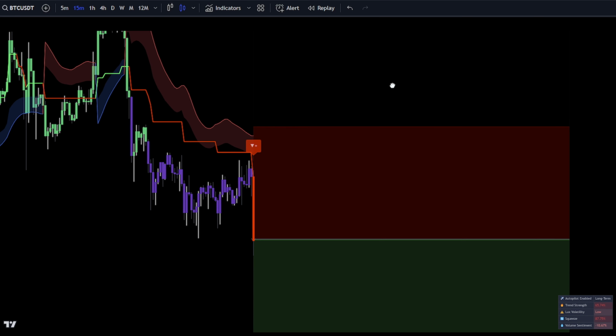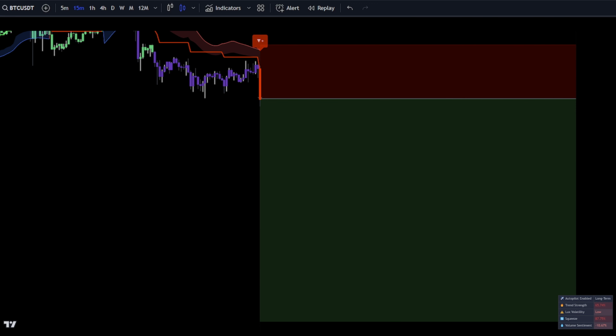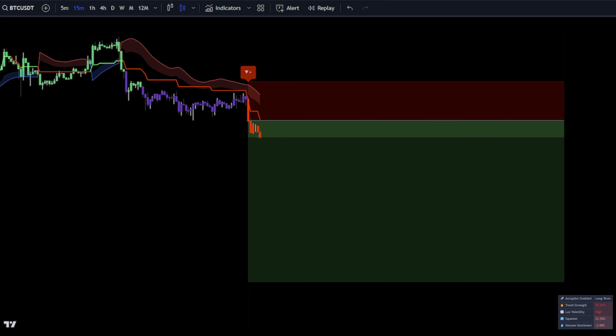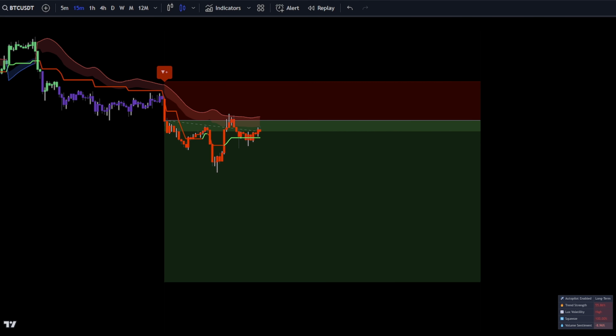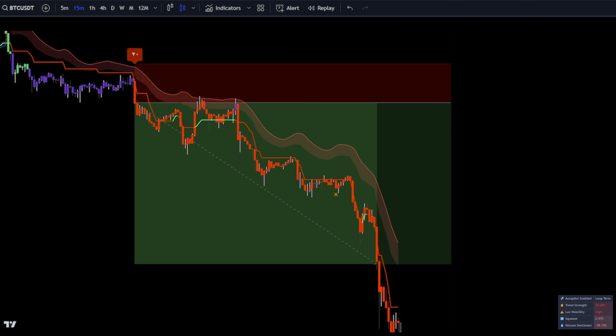If all these conditions are met, we'll open a sell trade. For our stop loss, we'll use the smart trail, placing it slightly above this line. We're going to let this trade run until 2 things happen. First, the smart trail needs to switch from red to blue. Additionally, the trend catcher must turn bullish, changing from red to green.